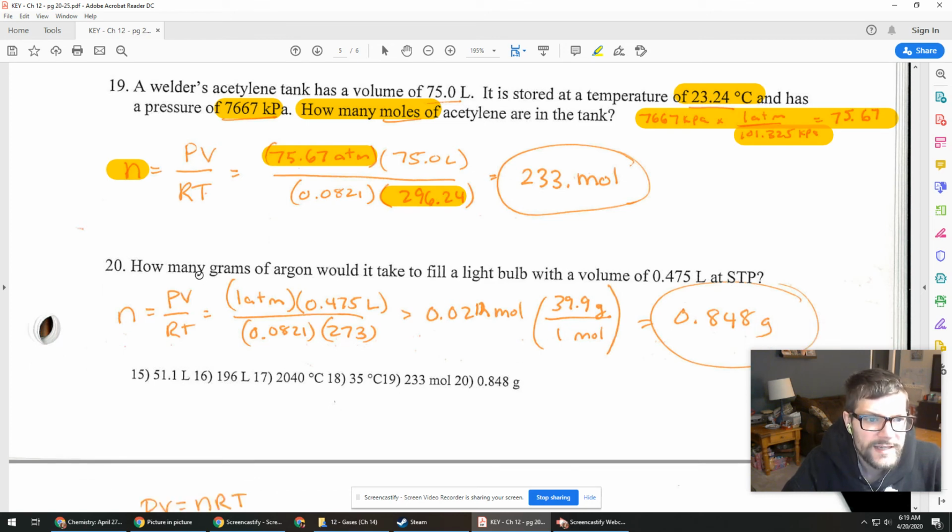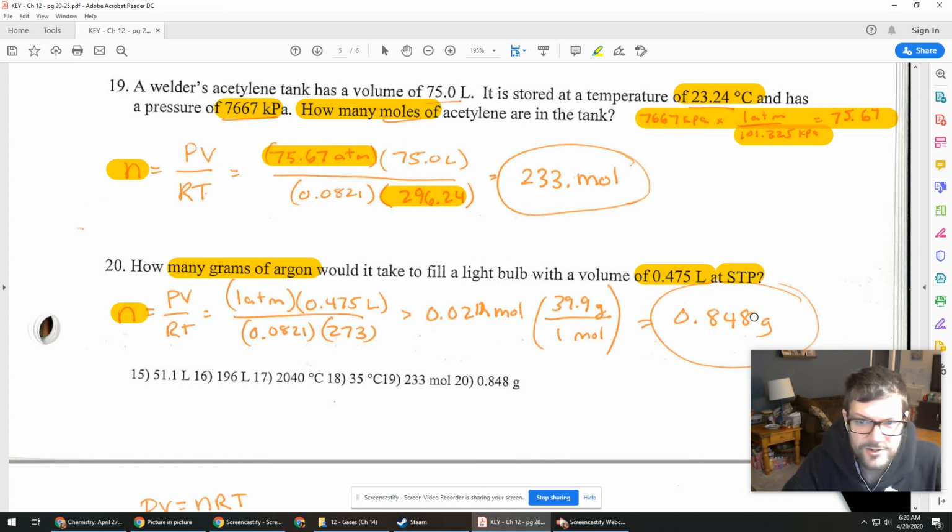Number 20, how many grams? So again, I'm looking for n, the number of moles, but I'm going to have to convert it to grams at the end. How many grams of argon would it take to fill a light bulb with a volume of 0.425? So traditional light bulbs have these filaments in them that will literally catch on fire and burst if they're in an oxygen-rich environment. So inside a light bulb, they will replace the regular air with things like argon or nitrogen that will not react. So we want to know how much they need.